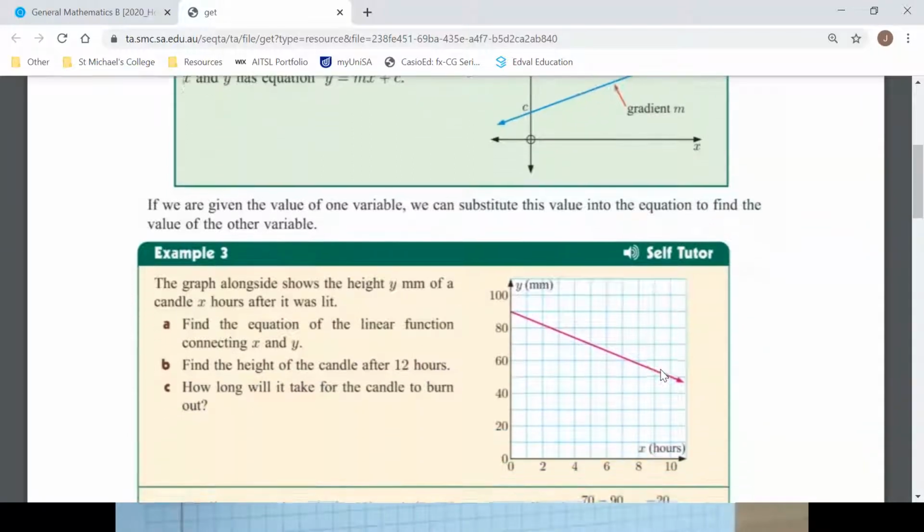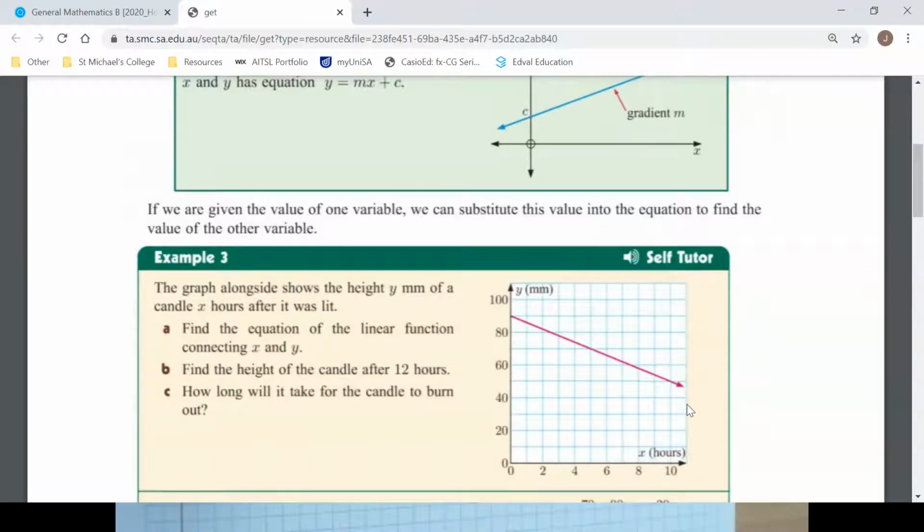So let's have a look at example 3. The graph alongside shows the height y millimeters of a candle x hours after it was lit. Find the equation of the linear function connecting y and x. So in this example we need to use this graph that they've provided and the information that we've just discussed to find the equation of that line. So we're going to use the form that we just showed, y equals mx plus c, where m is the gradient and c is the y-intercept.